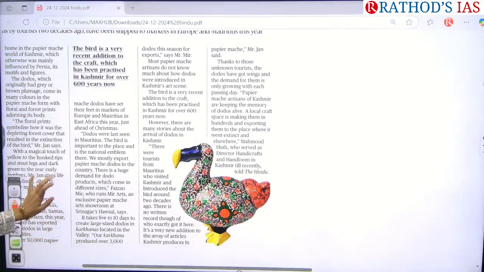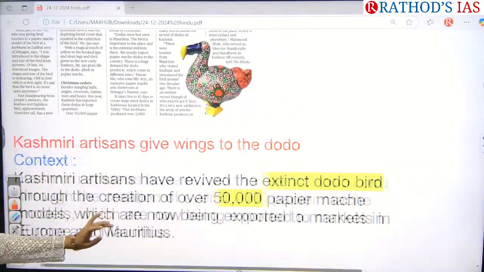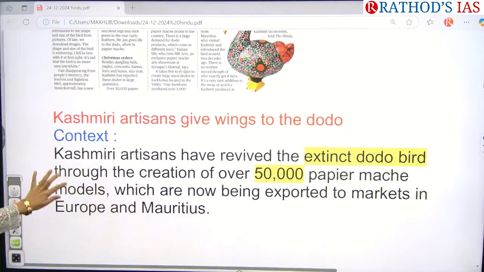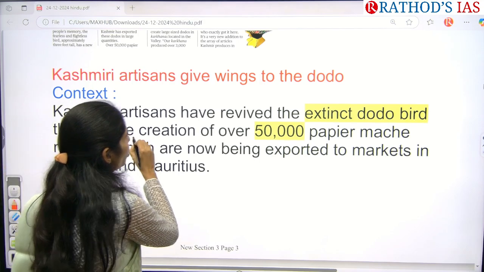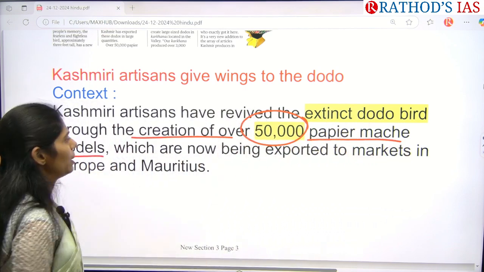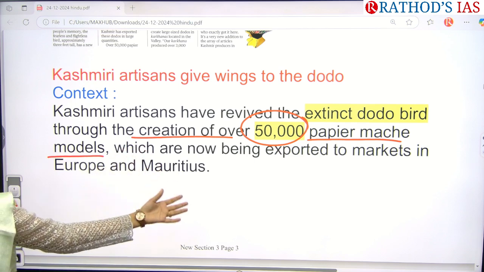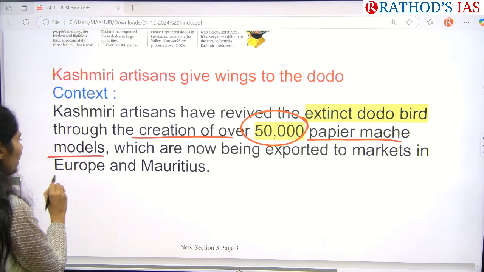Okay, now let us see exactly what is given here. So Kashmiri artisans have revived the extinct dodo bird through the creation of over 5,000 papier-mâché models. It is nothing but paper models, and now they started exporting to the international markets. So where? Europe and Mauritius.